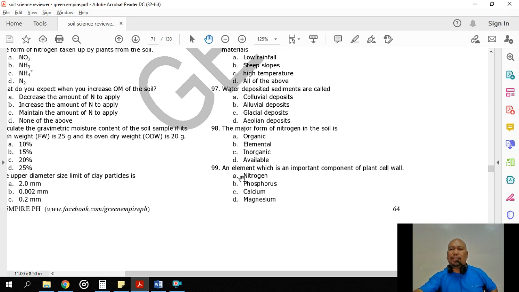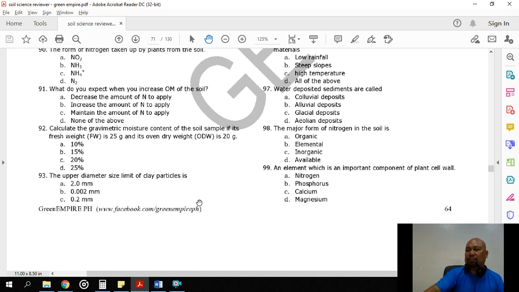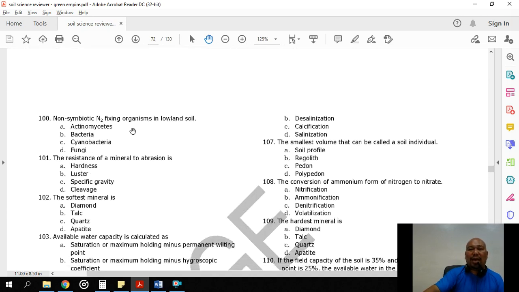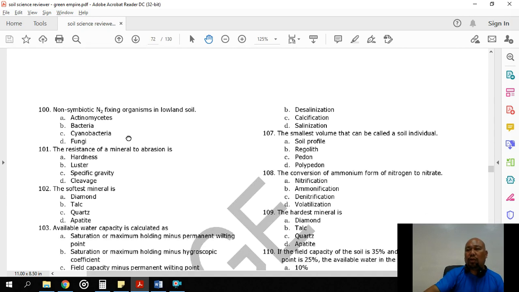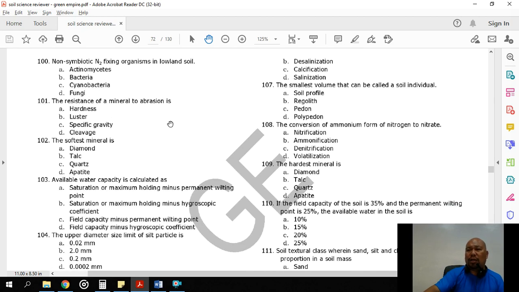Number 99. An element which is an important component of the plant cell wall: nitrogen, phosphorus, calcium, magnesium. I don't really know, but I think it's nitrogen. Okay? I'm not sure, but try to check that out. Non-symbiotic nitrogen-fixing organisms in lowland soils. Oh, nitrogen-fixing. I'm not sure, but probably it's cyanobacteria. You can look this up. Actinomycetes is a fungus. So I'm not sure. I don't know the answer for number 100.